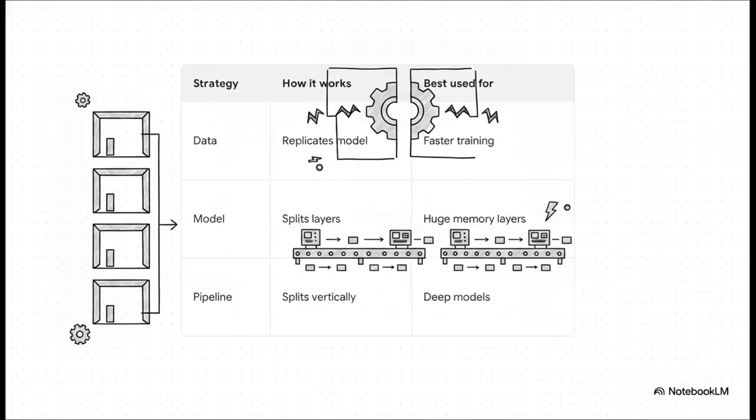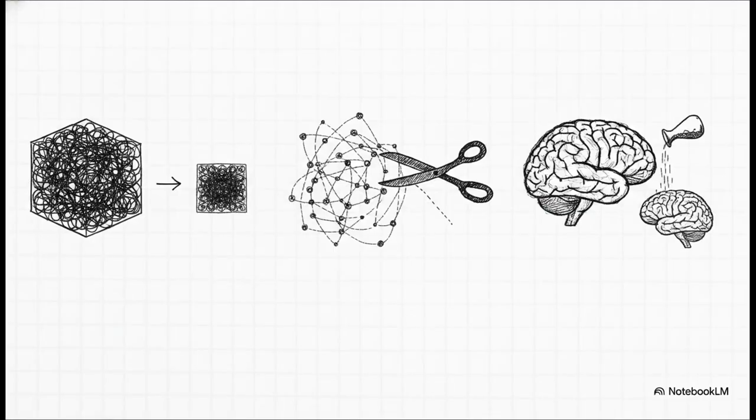And pipeline parallelism splits the model vertically, like passing a product from room A to room B. It's absolutely perfect for incredibly deep models. But what if you need to shrink the model for blazing fast inference? Well, that requires the compression rule of 3.